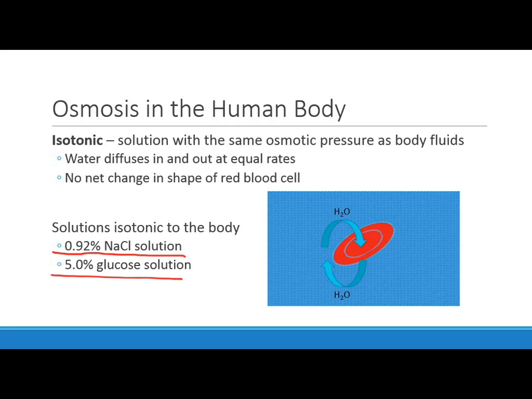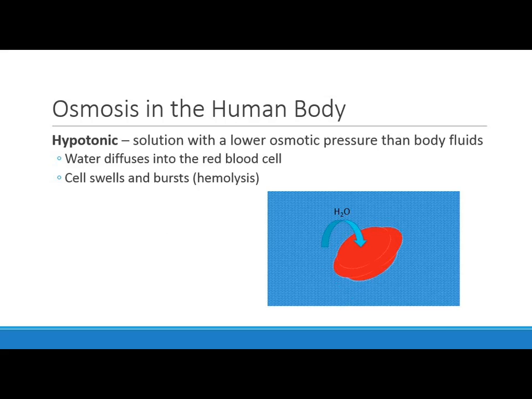Now, what if I were to inject somebody with an IV solution that happens to be hypotonic, which means that it has a lower osmotic pressure than my body fluids? Well, in that case, there are more solute particles. In fact, let me draw in a few of these. So if it's hypotonic, it means that I have a whole bunch of solute particles within the cell and not very many outside of the cell, right?